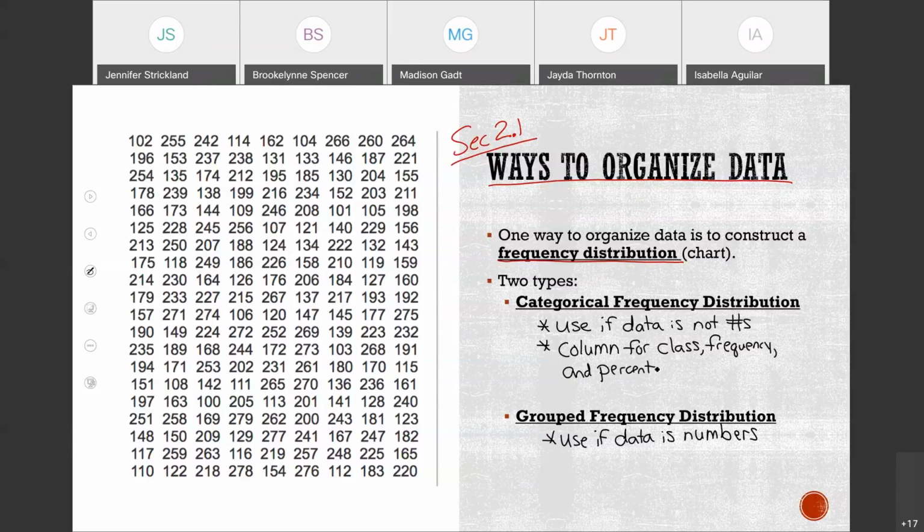And then on the grouped one for the numbers, it's similar. We're going to do columns for class, we're going to do a column for class boundaries, we're going to do a column for frequency, and we're going to do a column for cumulative frequency.